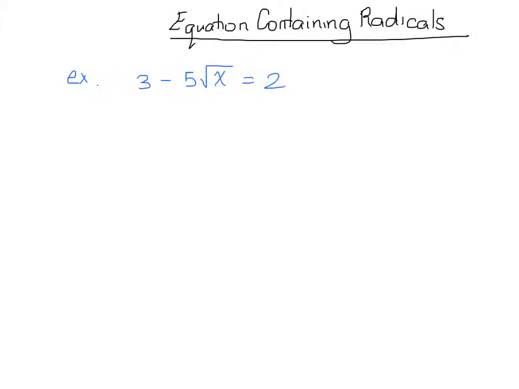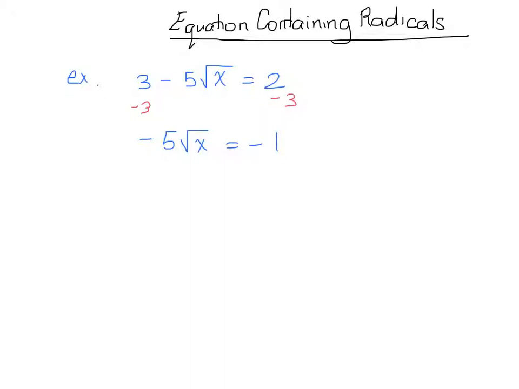Hi, in this video we'll be looking at how to solve an equation that has a radical in it. In order to solve an equation with a radical in it, we first have to isolate the radical. In this case, to isolate the radical, we have this 3 right here. We don't want it there. Since it's added, we have to take it away from both sides. So we get negative 5 radical x is equal to 2 minus 3, which gives us negative 1.